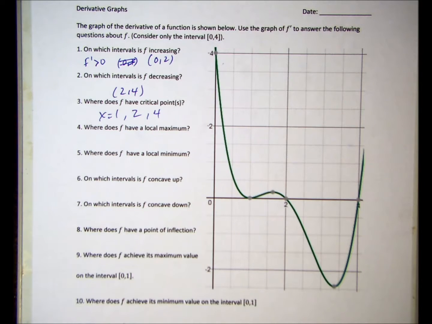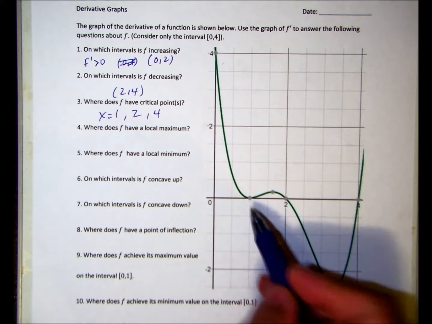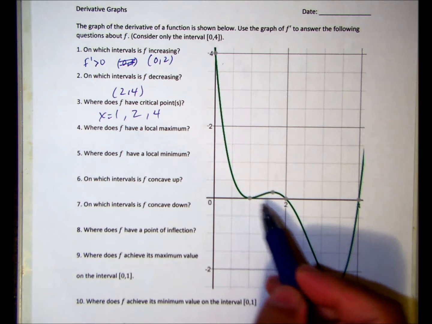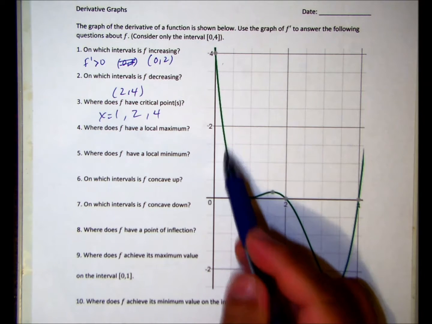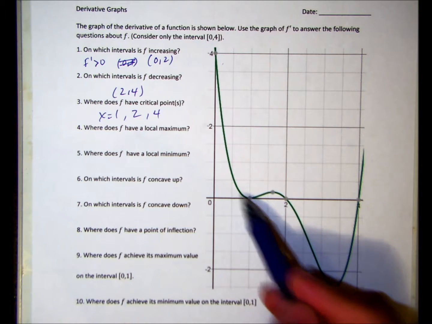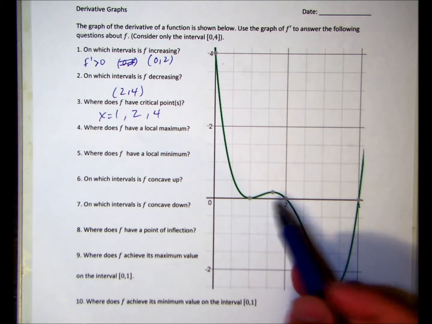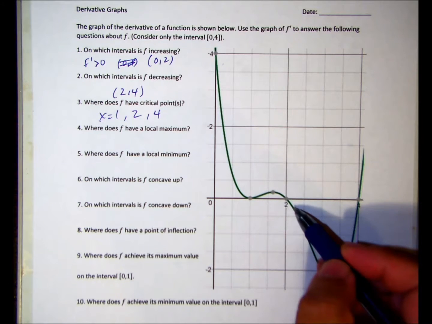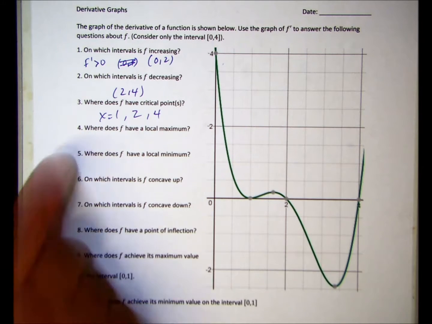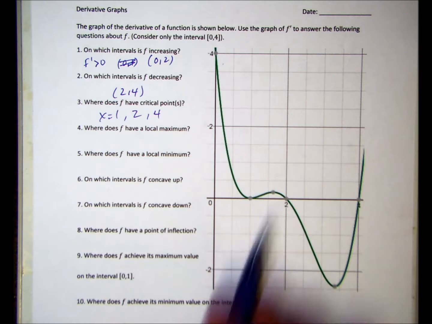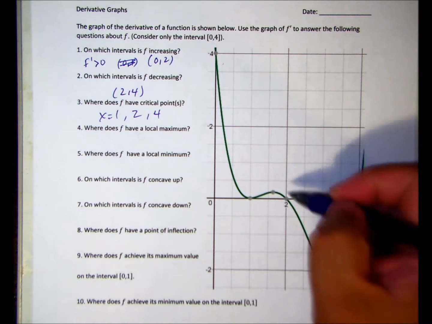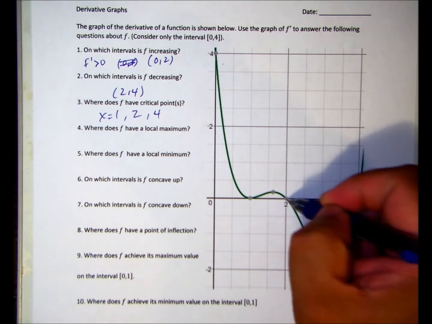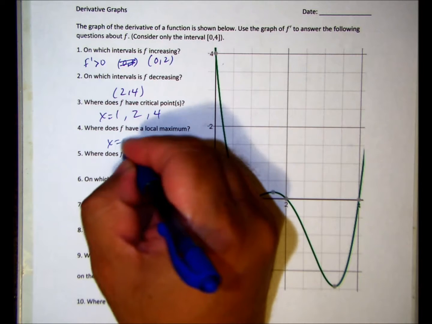Where does f have a local maximum? At x equals 1, nothing is happening. What I mean by that is the derivative does not change sign, so it's not going to be either a max or a min. While at x equals 2, it goes from positive to negative. So I'm addressing 4 and 5 at the same time. Positive, negative is going increasing, then decreasing. So that's going to be a maximum. So my maximum is occurring at x equals 2.